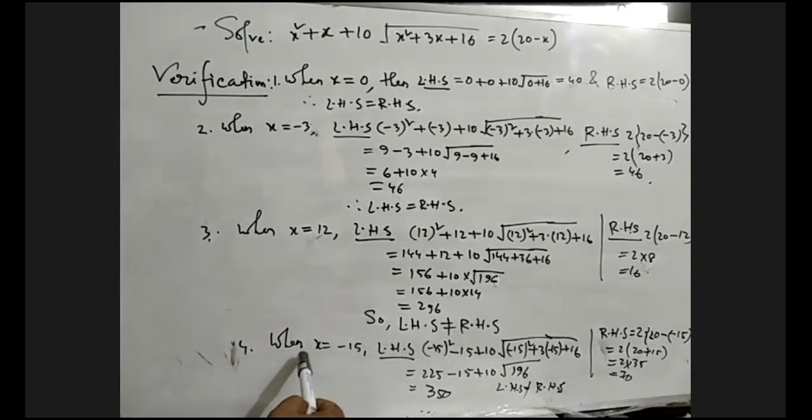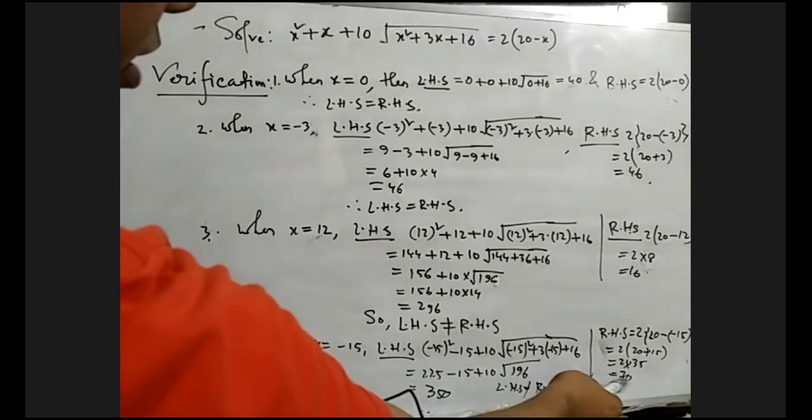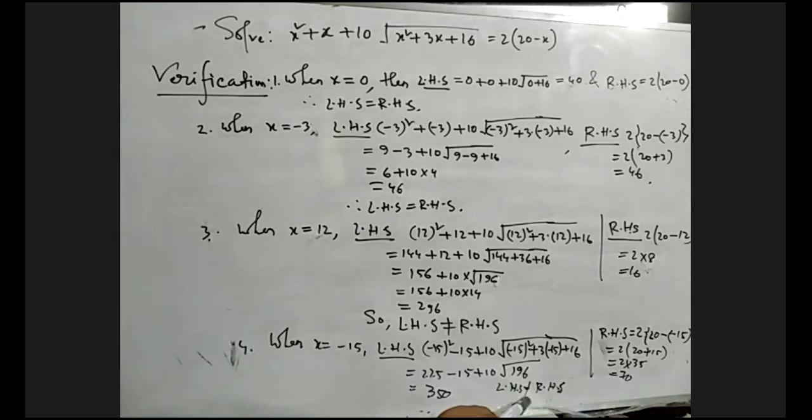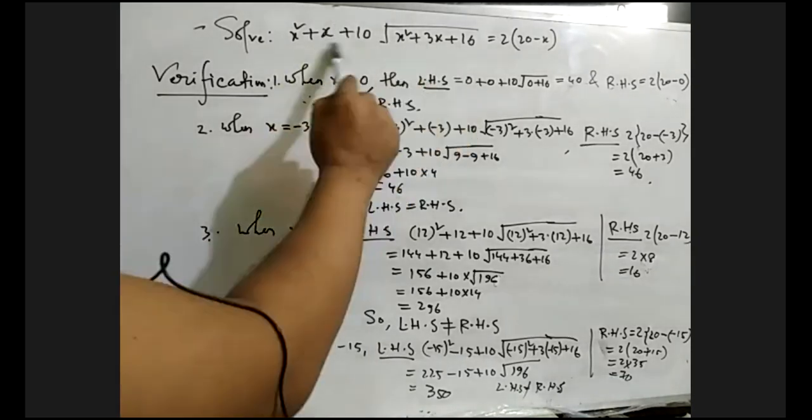So for the last one, x equals minus 15, we get total what? 350. There was a counting mistake, and this will be 350. But here we get right hand side 70. So left hand side is not equal to right hand side for x equals minus 15. So x equals minus 15 is not the solution or root of this equation.